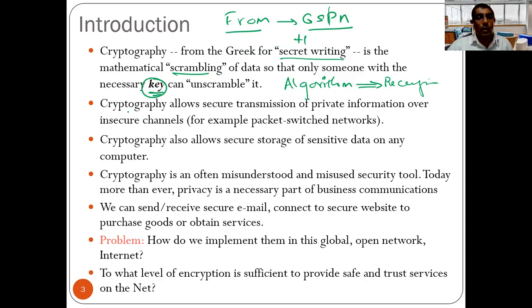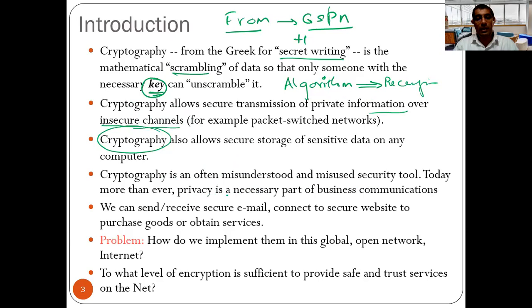So this method we call cryptography. Cryptography allows secure transmission of private information over an insecure network. Now you will say there might be secure channels like networks. No, all networks are insecure. So we make it secure by using cryptography. Cryptography is a technique, or an art. Cryptography allows secure storage of sensitive data. Cryptography is often misunderstood with misused security tools.